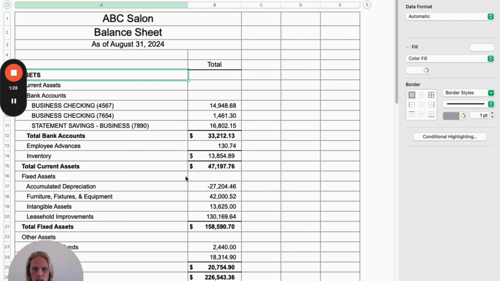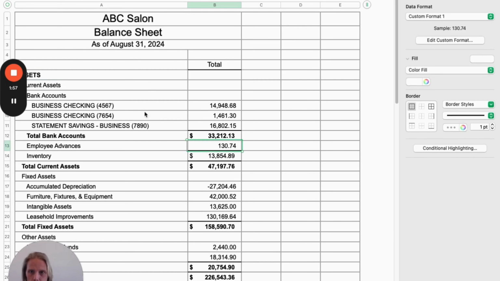So let's look at our balance sheet for ABC Salon and see how it's looking. See what this salon is doing, what's good, what's maybe not so good, what its opportunities are. So we can see that it has three bank accounts, two checking accounts, one savings account, for a total of about $33,000 saved up in cash. This is not a bad amount, not as good as it could be, but could be a lot worse. We have two other assets here.